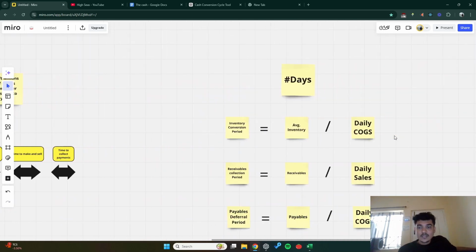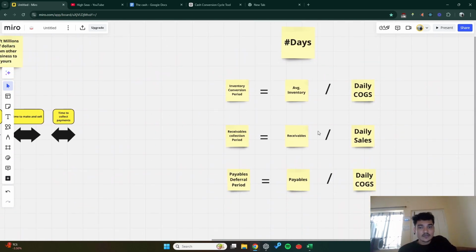So you asked me how we are going to calculate it. The inventory conversion period is the average inventory divided by daily COGS, where COGS is the cost of goods sold. The second variable is getting paid from the customers, which is receivables divided by daily sales. Pretty simple. And the third one would be giving the money away to your suppliers, which is payables divided by daily COGS. Same. So if you ask me, give me an example.